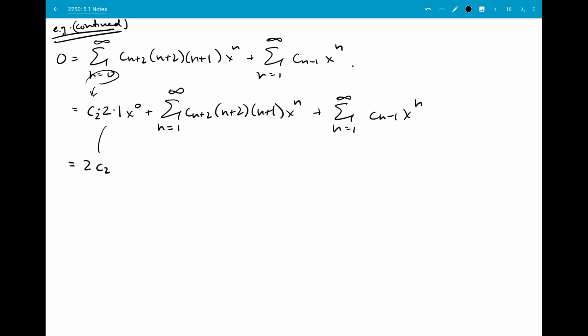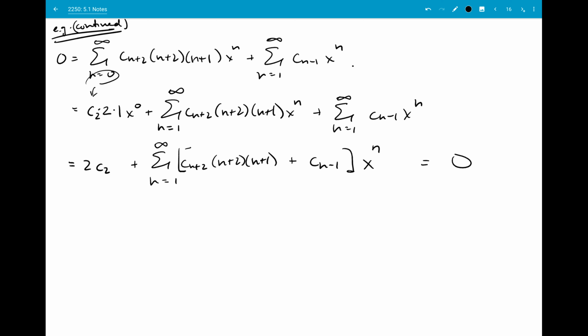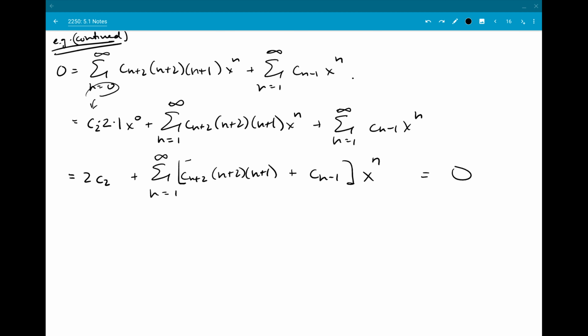So I've got 2c2, which is just simplifying that term right there, plus the sum from n equals 1 to infinity, of C sub n plus 2 times n plus 2 times n plus 1, plus C sub n minus 1, all times x to the n. And I want that equal to 0. So what that's going to look like is making sure this is equal to 0 and this is equal to 0. But we're going to talk about that in the next video.